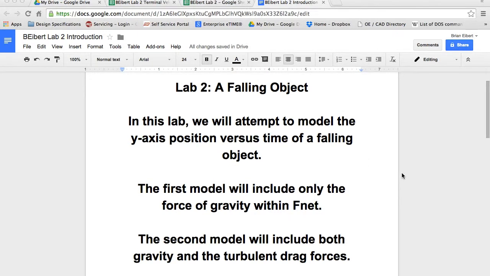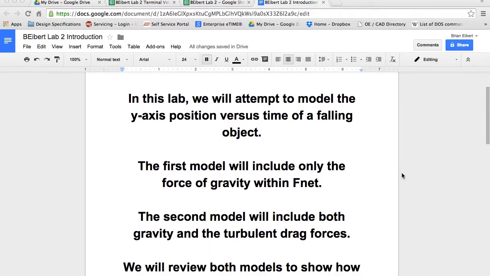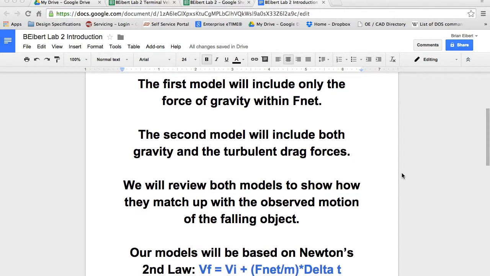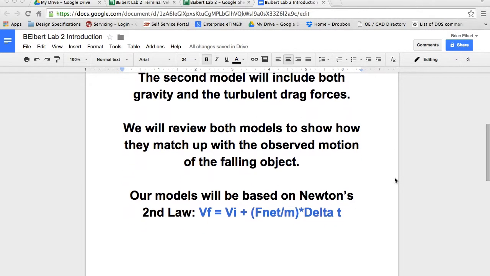Lab 2 of Falling Object. In this lab we will attempt to model the y-axis position versus time of a falling object. The first model will include only the force of gravity with F net. The second model will include both gravity and the turbulent drag forces. We'll review both models to show how they match up with the observed motion of the falling object.